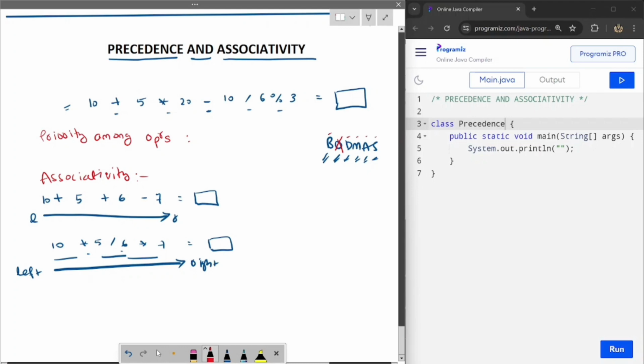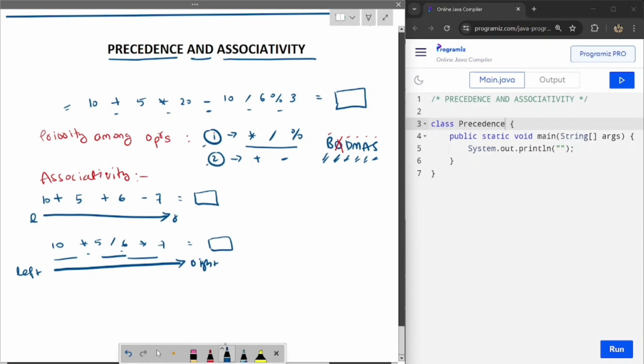But when it comes to Java, the first priority is for multiplication, division and modulus division. In the second priority we get addition and subtraction. So if we have multiple operators in a single question like this, it will follow the left to right order, nothing but the associativity. Now using this for Java, try to solve this.